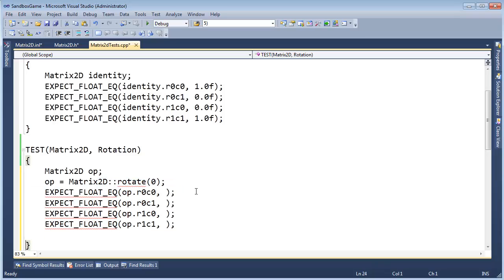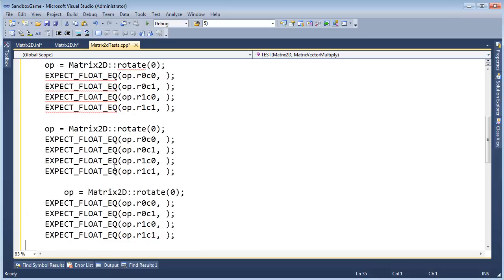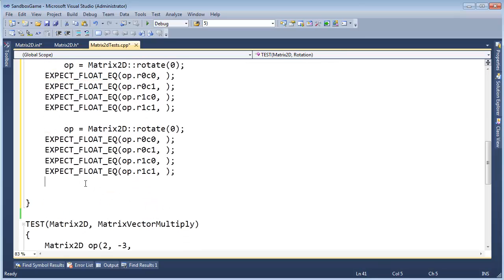And I want to do just a few test cases so I can feel good about that. So paste, paste, paste.